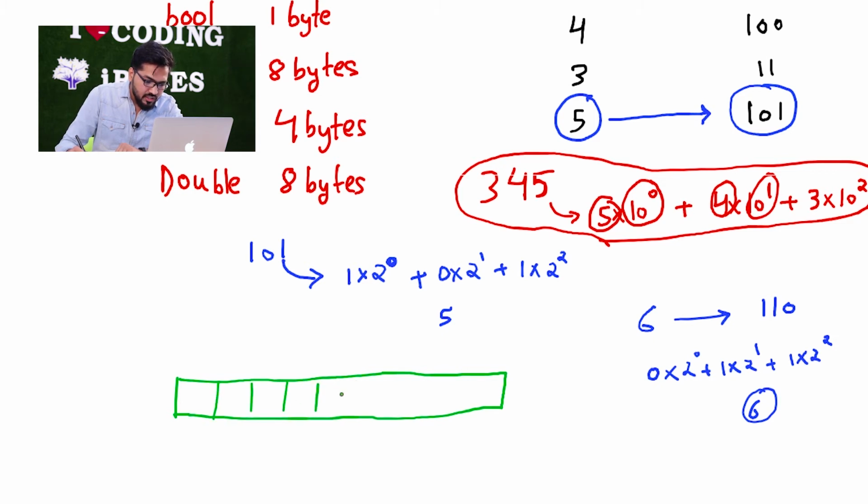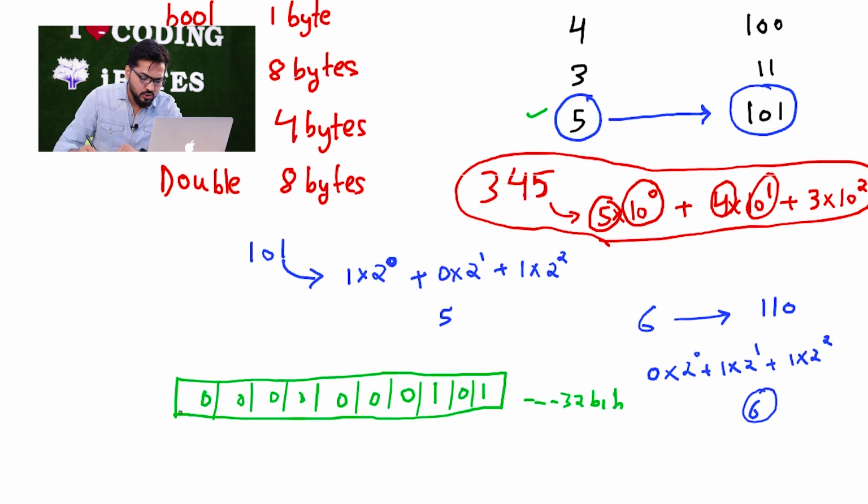So in total there are 32 bits. Let's say these are 32 bits. So if I have to store 5, it will be something like this: 1, 0, 1, and all of the rest are going to be zeros.